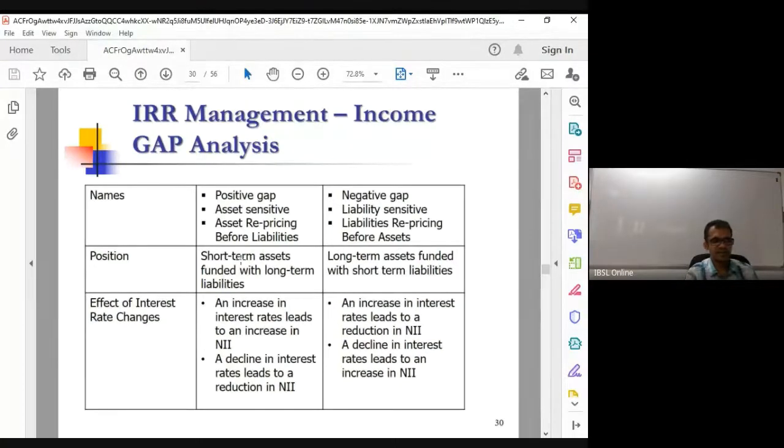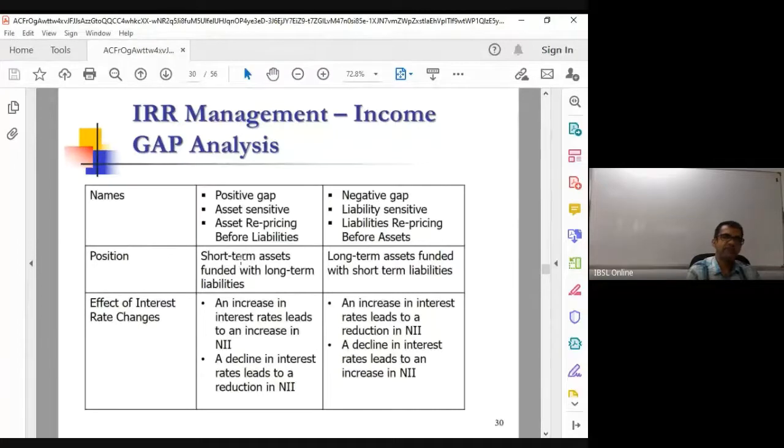Assets are repricing more frequently than liabilities. So therefore, in an interest rate increase environment, net interest income increases. In an interest rate declining environment, when we have a positive gap, net interest income goes down.